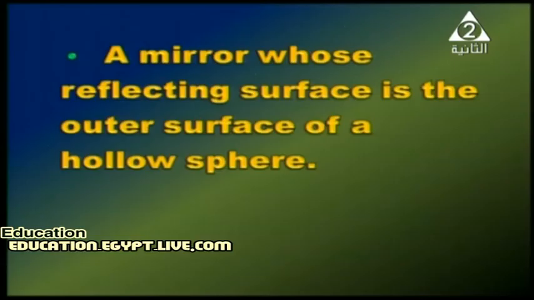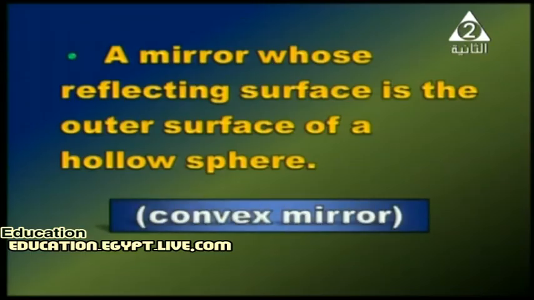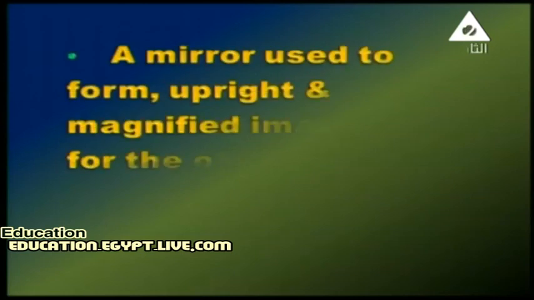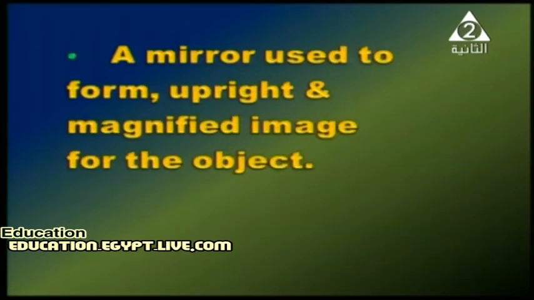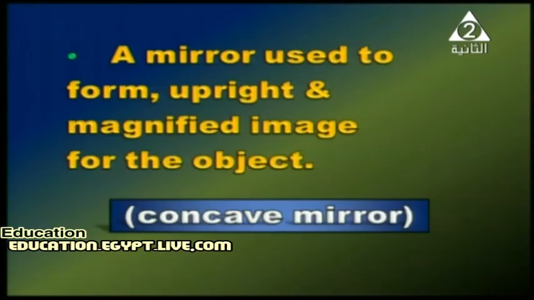A mirror whose reflecting surface is the outer surface of the hollow sphere. What is it? Yes, it is a convex mirror. A mirror used to form a bright and magnified image for any object. It is a concave mirror.